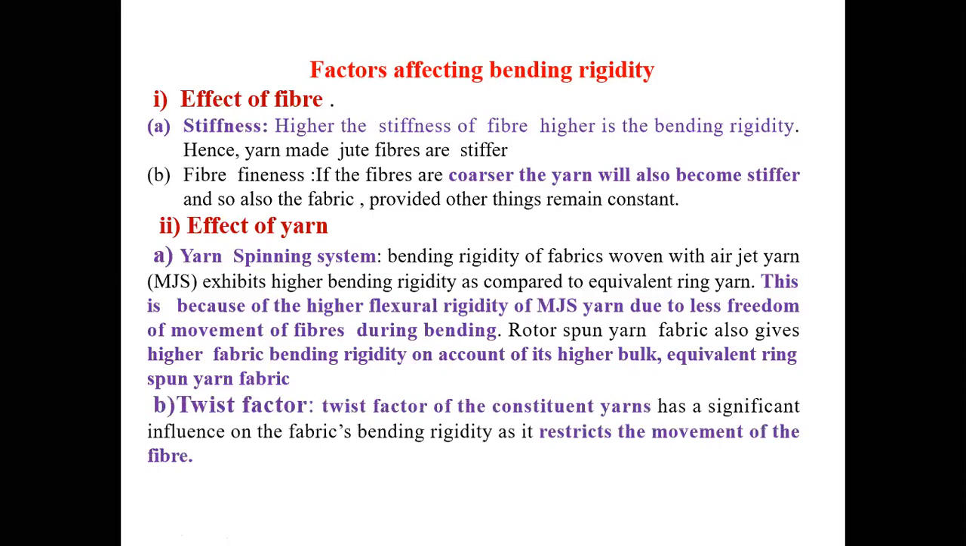Twist factor also plays a very important role, because why are we applying the twist onto the yarn? To impart cohesion among the fibers. So when there is cohesion among the fibers, the frictional contact between the fibers will be more, and this will also prevent the bending. But if the twist angle is very high, then this may facilitate the bending of the yarn.